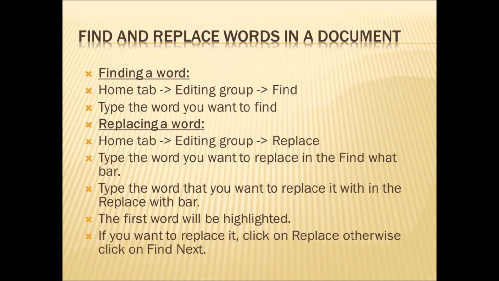Next, we will see find and replace words in a document. If you want to find a word and replace it with another word in a document, you will do the following steps. First, we will see how to find a word. For finding a word, you should go to the Home tab, and in the Editing group, you should click on Find. After that, you should type the word you want to find. If you want to find the word don't, type don't, D-O-N-T, in that Find box.